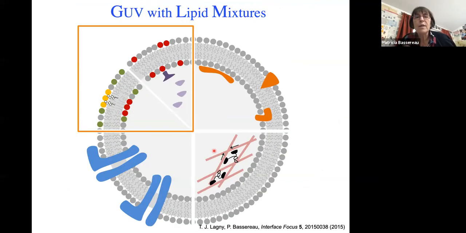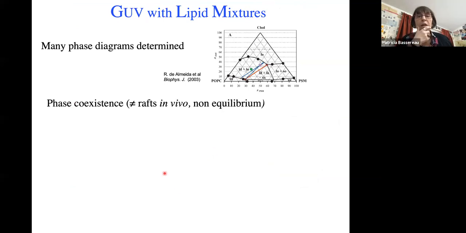So I will start with building up at least the lipid aspects of the membrane. Over the years, people have been interested to study what happens if you have a lipid mixing. So you take different types of lipids and you mix them. How do they behave? Of course, like in soft matter, they have been able to determine many phase diagrams. What this phase diagram tells you here is a mixture of 3 lipids.